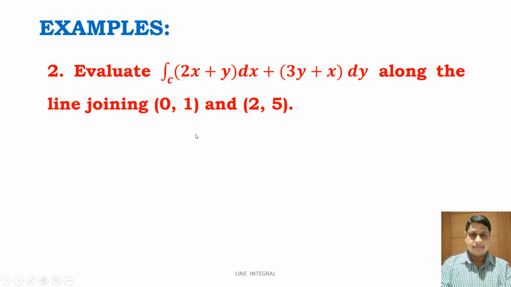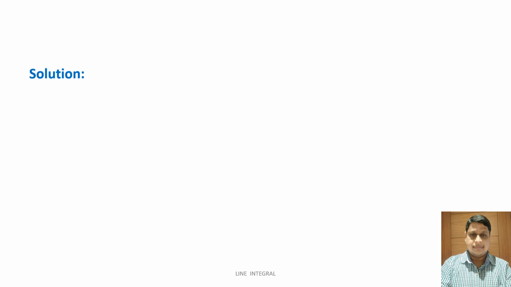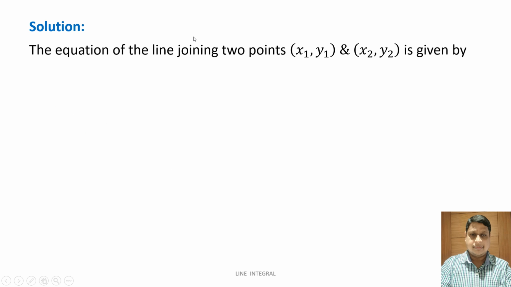Next example: evaluate the integral over C of (2x plus y) into dx plus (3y plus x) into dy along the line joining (0, 1) and (2, 5). In the solution, we require the formula for the equation of the line joining 2 points, because here the curve is not given, only the line joining 2 points is given. The equation of the line joining 2 points (x1, y1) and (x2, y2) is y minus y1 divided by y2 minus y1 is equal to x minus x1 by x2 minus x1.